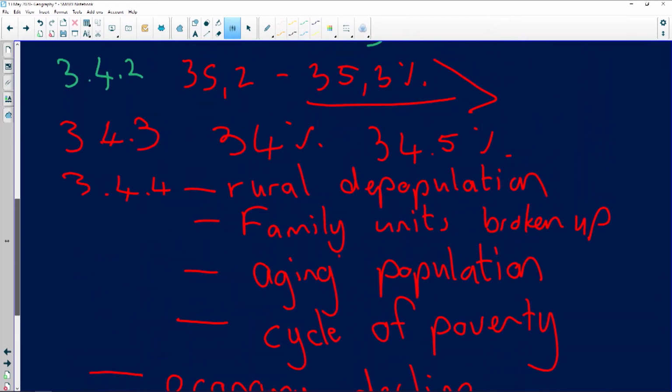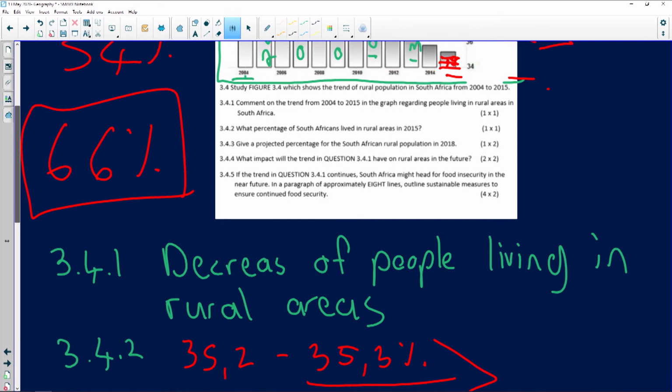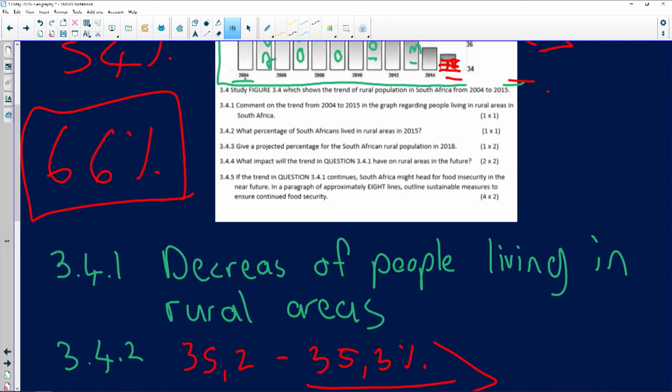If we look at our next question, if the trend in question 3.4.1 continues, South Africa might head for food insecurity in the near future. Now, this term is extremely important. Grade 12, food security, insecurity. Food insecurity means we do not have enough food on a daily basis. Food security means we do have enough food.